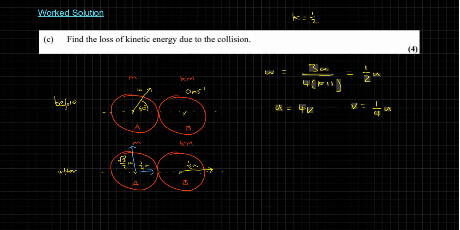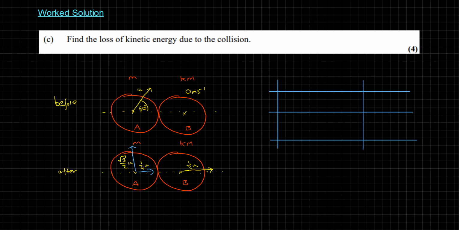We shouldn't really need this anymore now. I'll delete it for now. And let's just do our before and after table for the kinetic energy. Okay, so I'm going to consider A and B, before and after. What is the kinetic energy? The B before is easy, that's 0. The A before is easy, a half times m times u squared.